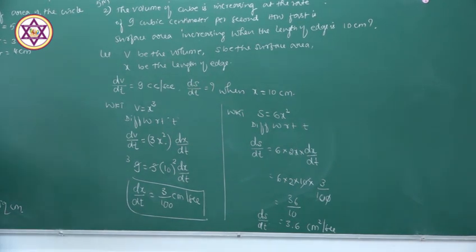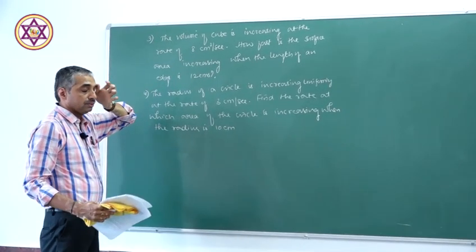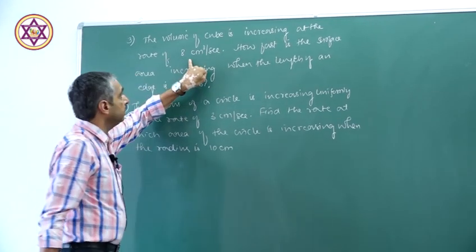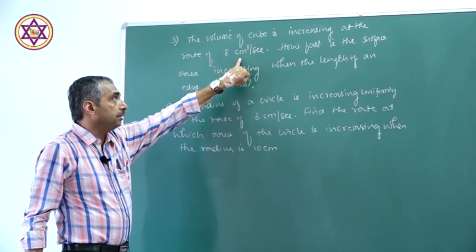In a similar way, the third problem is similar to the second one, solve it yourself. The volume of the cube is increasing at the rate of 8 centimeter cube per second. What is the data? dV by dt.